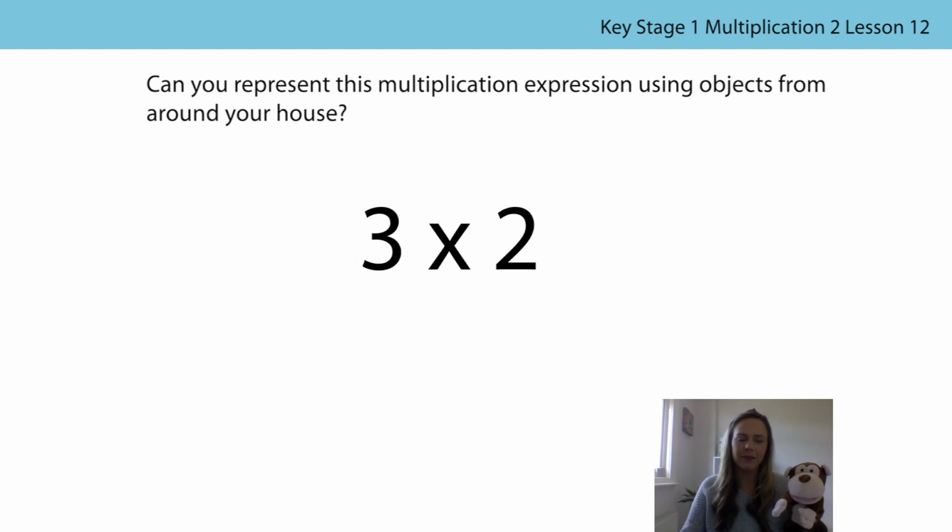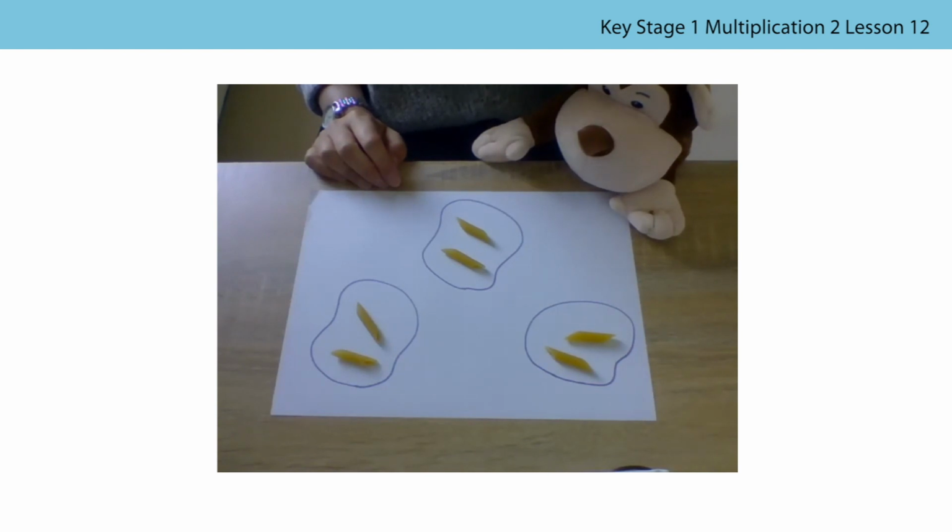I'd like you to represent this multiplication expression using some objects from around your house. You could use the same objects that you used in the previous lesson. Let's have a look at the multiplication expression first together. It says 3 times 2. Can you use your objects to represent this expression? Bongo and I are going to have a go too, so pause the video whilst you have a think and then come back to us. This is what Bongo and I have used. We've used some pasta. Let's have a look and see if we've represented the multiplication expression correctly.